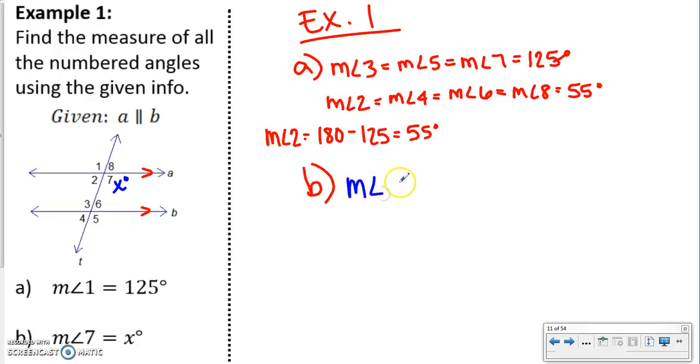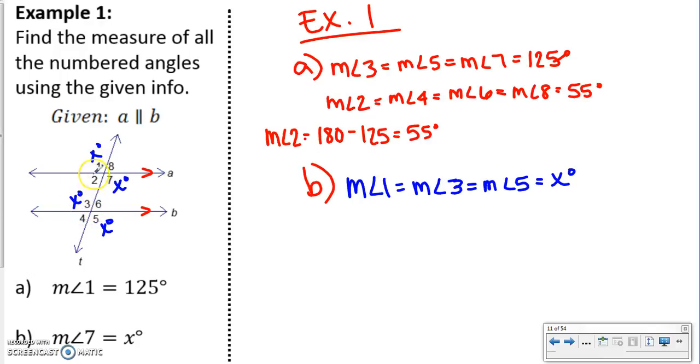All right, so we should have had measure of angle 1 because these are vertical angles, so that'll be x degrees. Measure of angle 3 because those are alternate interior angles, and since these are parallel, they're congruent. And then you could have done 7 and 5 because these are corresponding angles, and if the lines are parallel, corresponding angles are congruent. So I know measure of angle 1 equals measure of angle 3, because they already gave us 7, equals measure of angle 5, which is x degrees. Okay? All right, now we need to find 2, 8, 4, and 6 again.